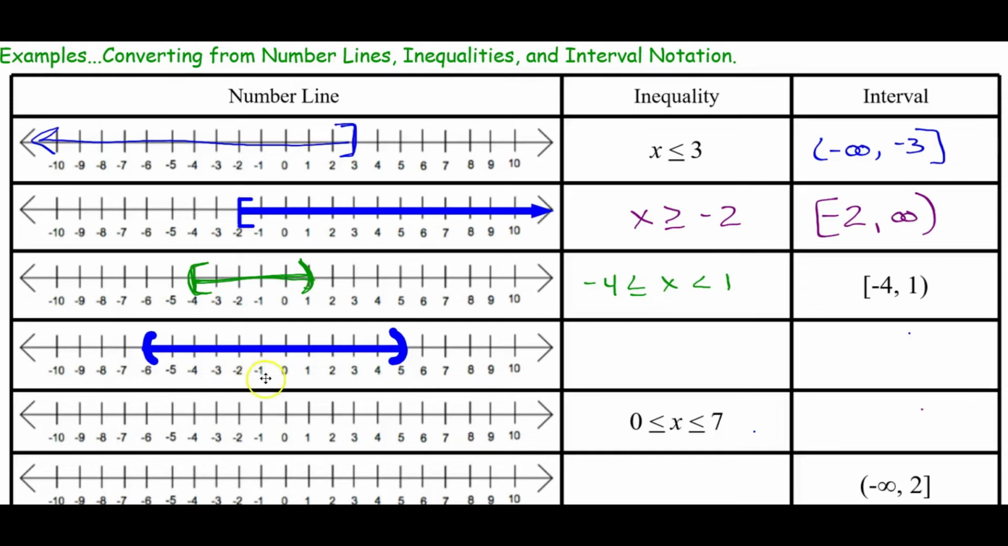In the next example, we have the number line, so we can go straight to the interval notation. I'm going from negative 6 to 5, and I have parentheses on both of those. Again, this is a bounded interval, so when I write the inequality, it's going to be a compound inequality. So negative 6 less than x less than 5. No or equal to is there because there are no square brackets on the number line.